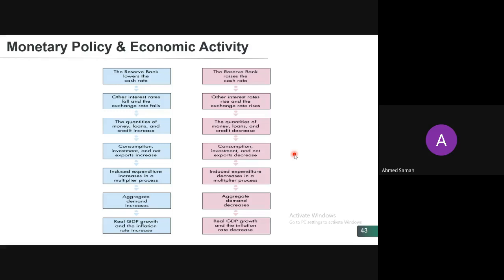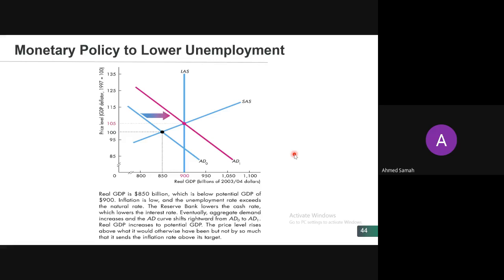And also the monetary policy helps in reducing the unemployment rate. So for example, in this case, the real GDP is actually lower than the potential GDP level. Here, at AD0, the real GDP is lower than the potential GDP. That means we are having a recessionary gap, and the economy is in recession. So that is why unemployment is high.